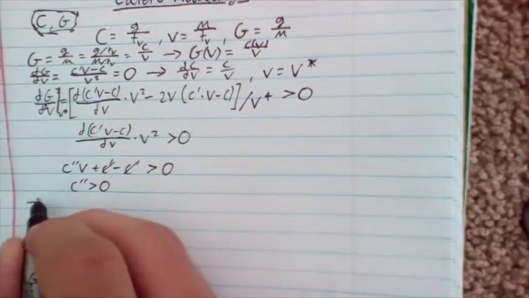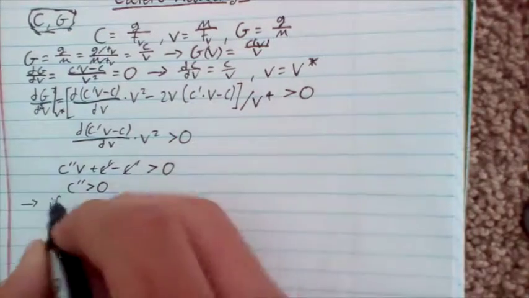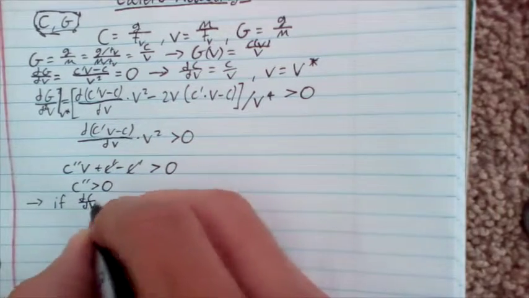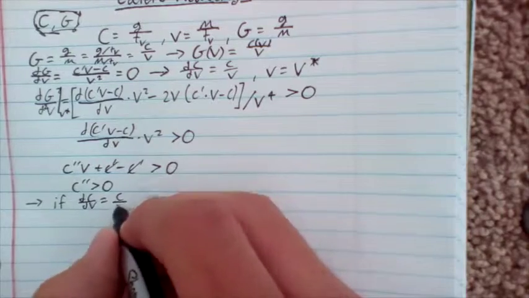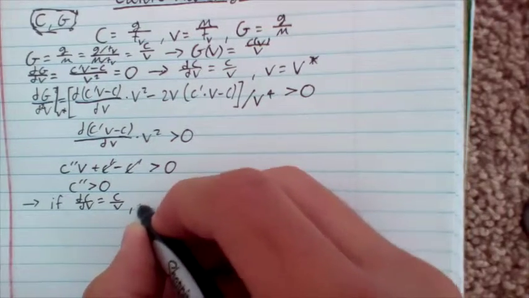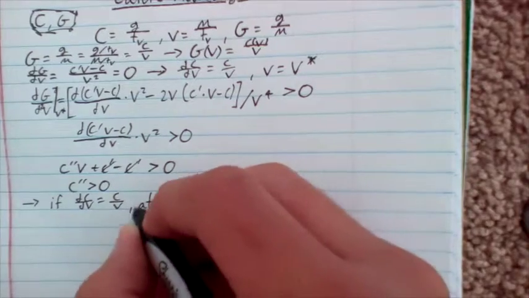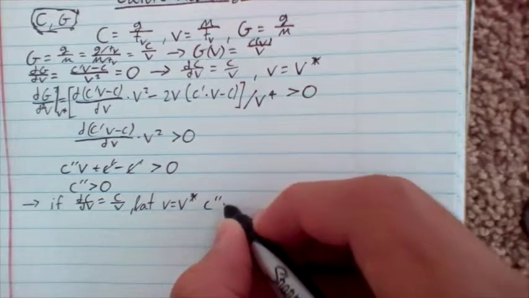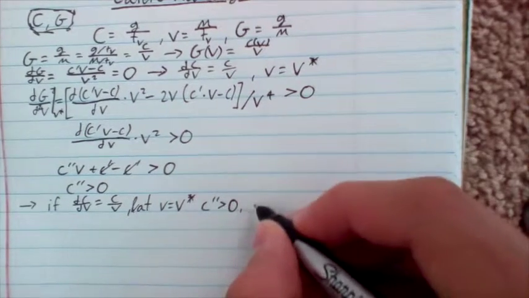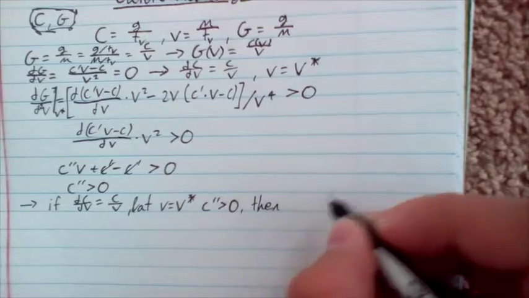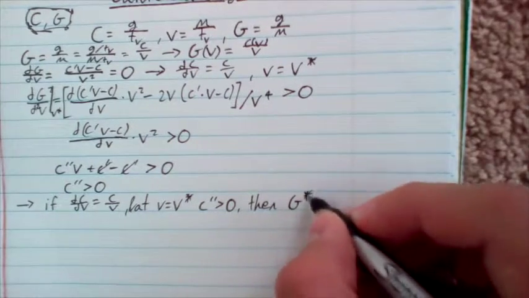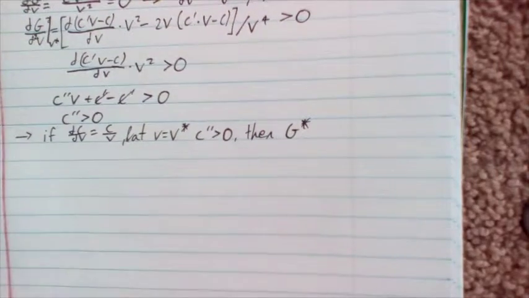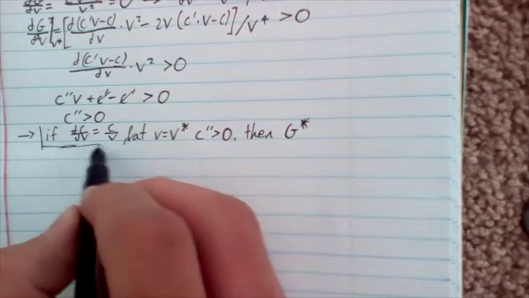So we can rewrite that: if the first derivative, if dc dv is equal to c on v, and at v is equal to v star, the second derivative of c is more than 0, then we have our minimum of g. So, and this is going to be our beautiful answer.